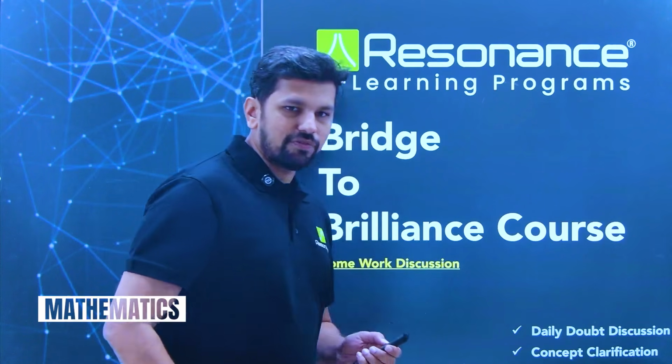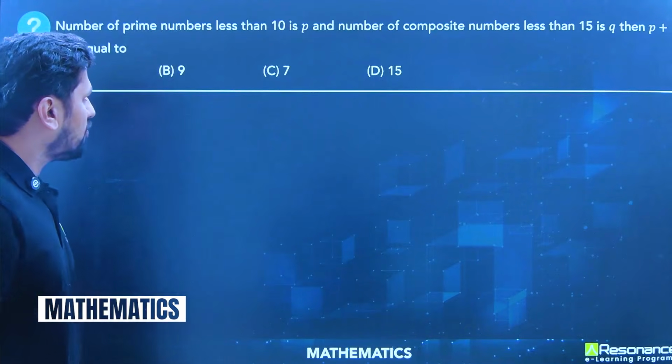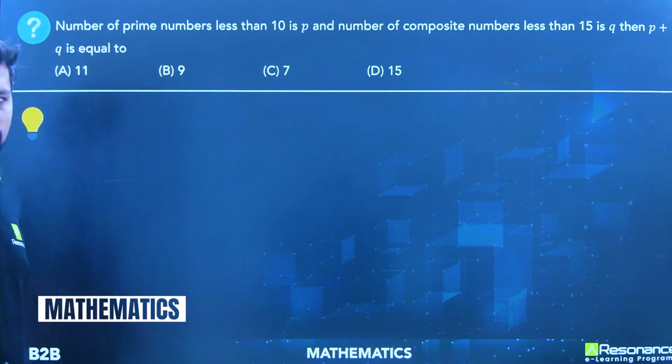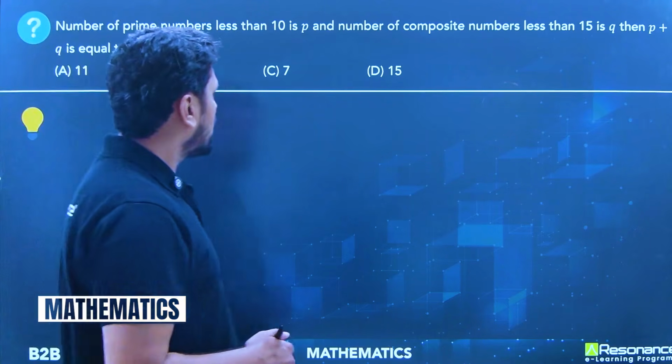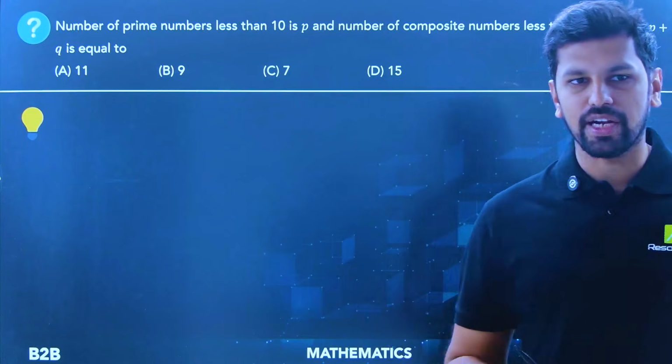So let's start with our first question of today. Number of prime numbers less than 10 is P. And number of composite numbers less than 15 is Q. Then we have to find P plus Q.